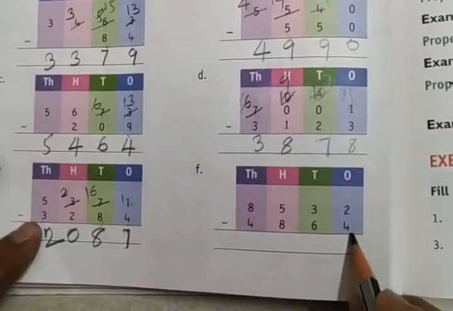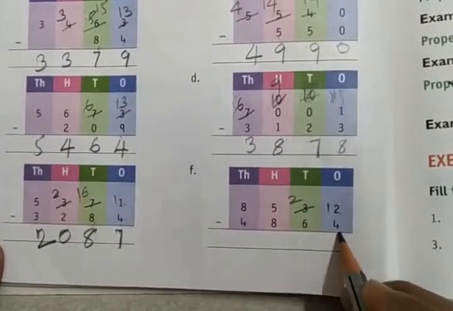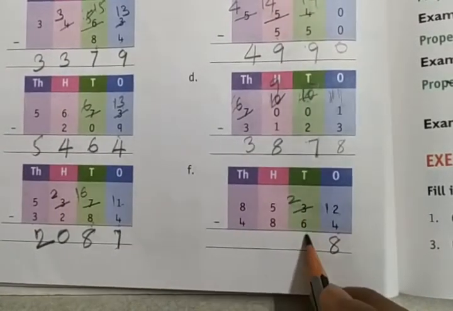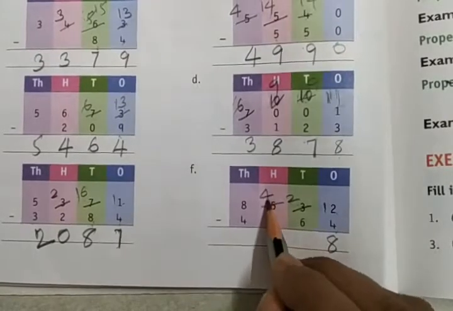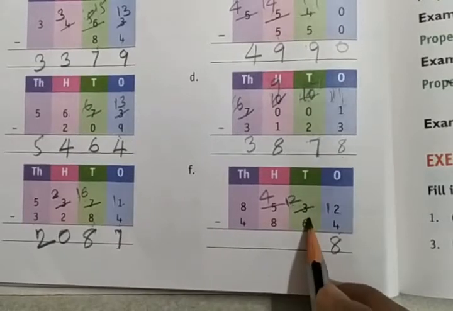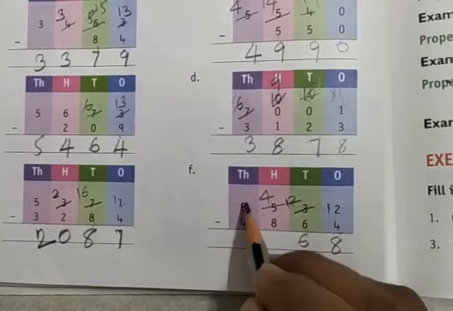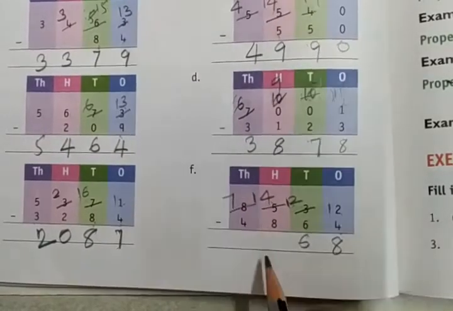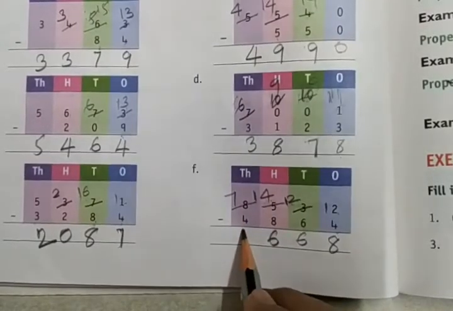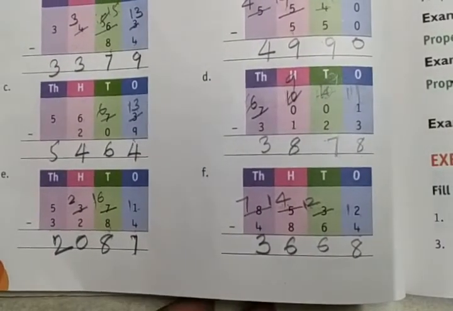2 minus 4 is not possible to subtract, for that you have to borrow, so it will become 12. 12 minus 4 is 8. Then 2 minus 6 is not possible to subtract, so you make it 4, and this is 12. 12 minus 6 is 6. Then 4 minus 8, so this becomes 7, and here it is 14. 14 minus 8 is 6. Then 7 minus 4 is 3. Okay, clear?